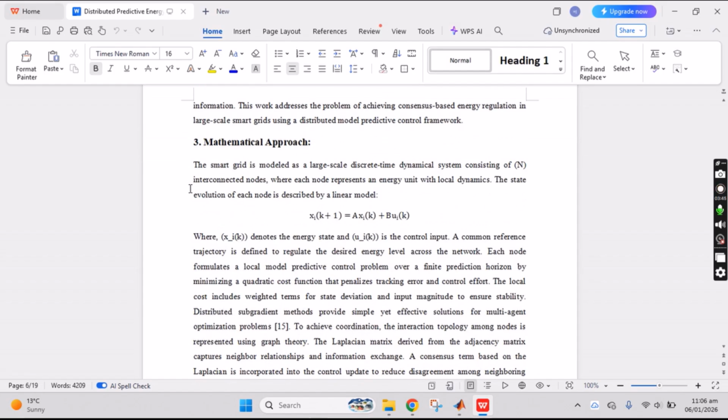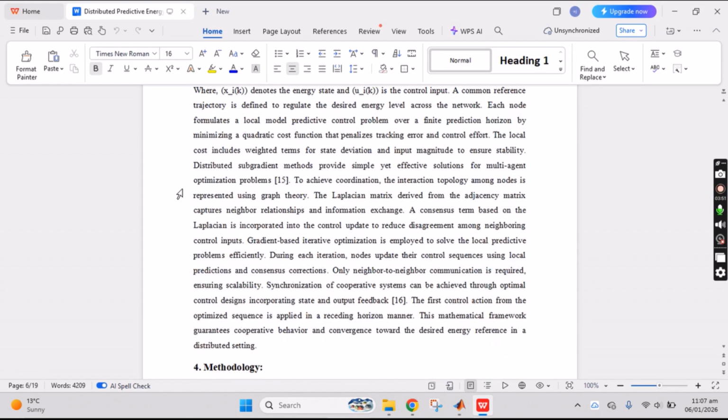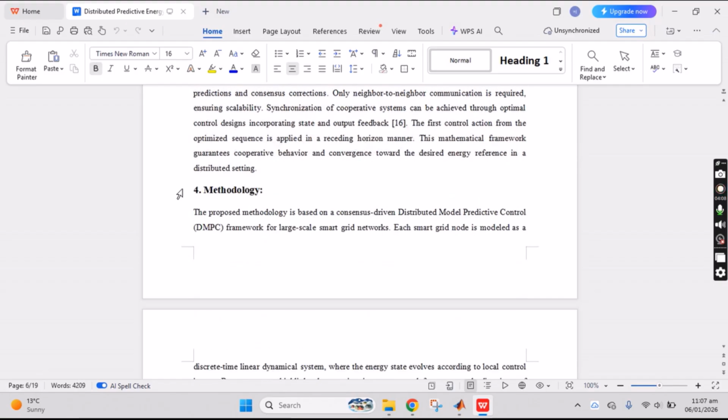The mathematical approach. In the mathematical approach, I have added how the linear model is implemented in MATLAB, and only neighbor-to-neighbor communication is required, ensuring scalability. Synchronization of the cooperative system can be achieved through optimal control designs incorporating state and output feedback as well.